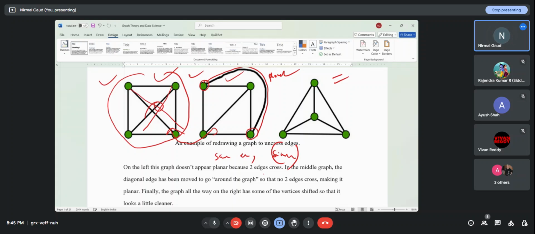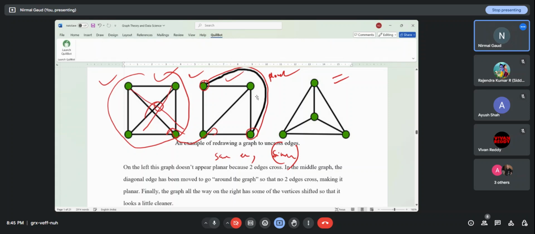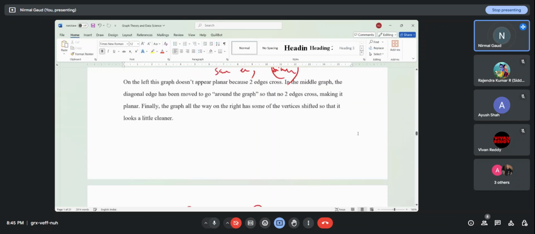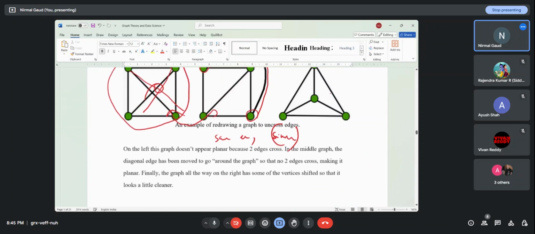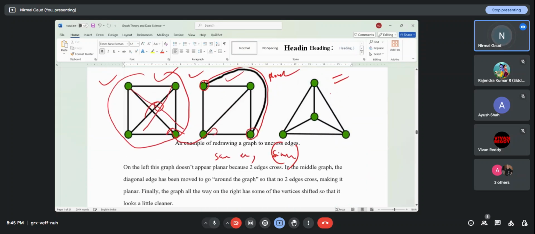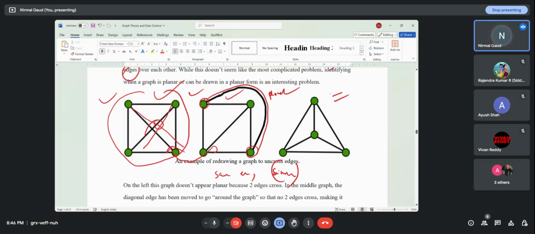Because of the change in the structure, one is converted into planar and the other is not planar. There is one more term you should know: isomorphic graphs, to identify whether they are similar or not. Similar structure means the number of vertices, the number of edges, and which vertex is connected to which vertex. So it is isomorphic, but you can see that one is planar and one is not planar. That's the difference.